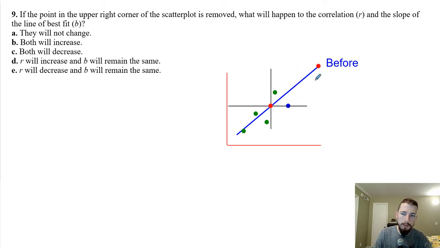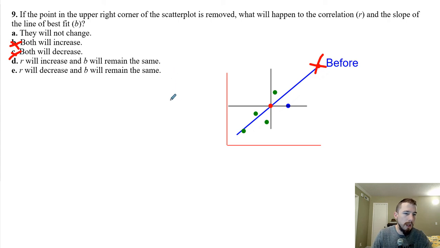All right, so if we remove this point right here, notice that the slope's not going to change, right? So all these points are pretty well balanced here, so the slope's going to remain the same. So this point is not influential because when we remove it, it doesn't actually change the slope, okay? So the slope B will remain the same, so it's going to be one of these. They're not both increasing or both decreasing, so we can go ahead and get rid of that.